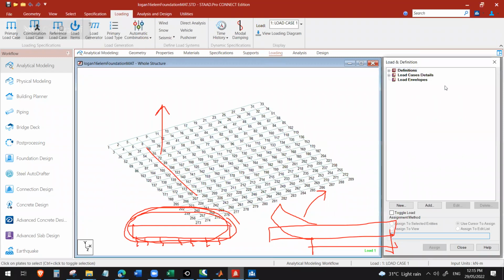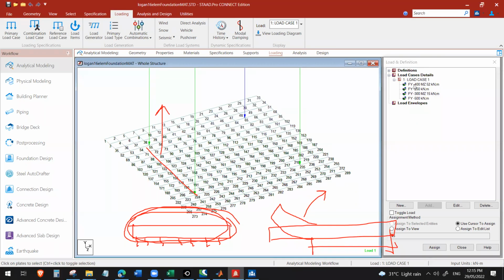So, loading. I lowered the loads because, remember, for the isolated footing, the max was 4,000 kilonewton. So I need to lower these concentrated loads so they don't exceed our allowable base pressure of 450 kilopascal. So 400 here, then 250 here, 300 here, and then 500.